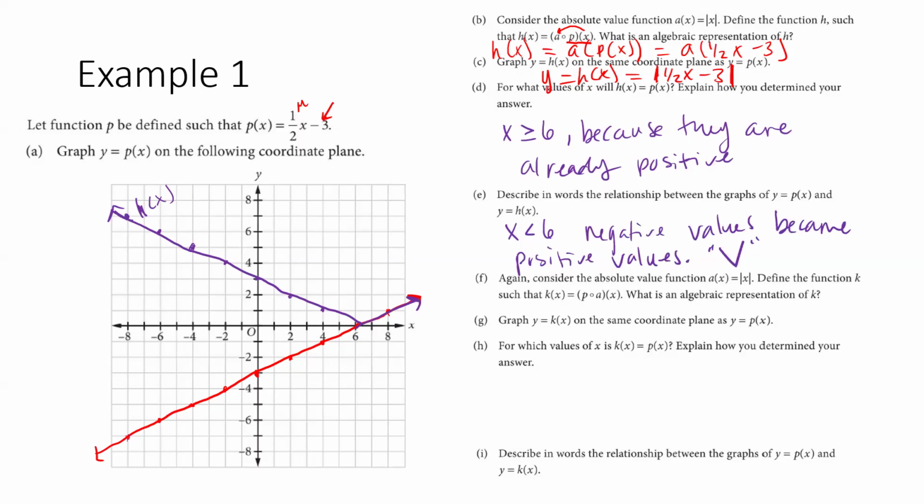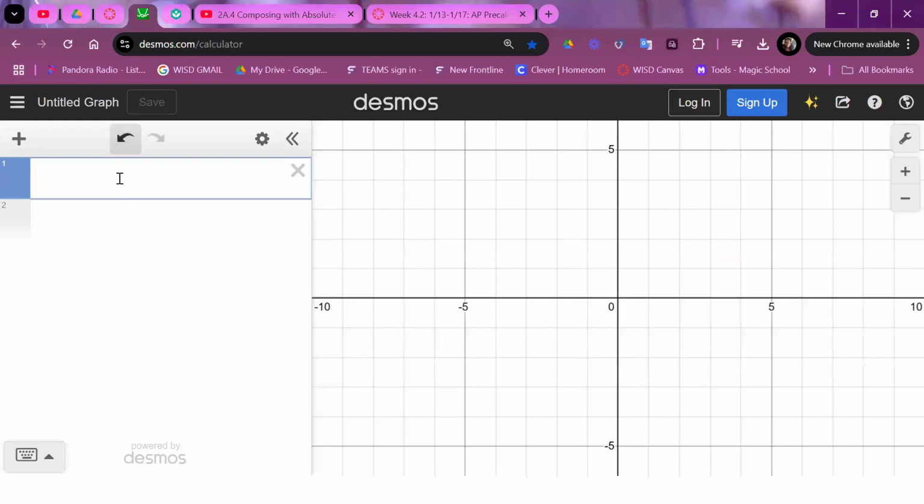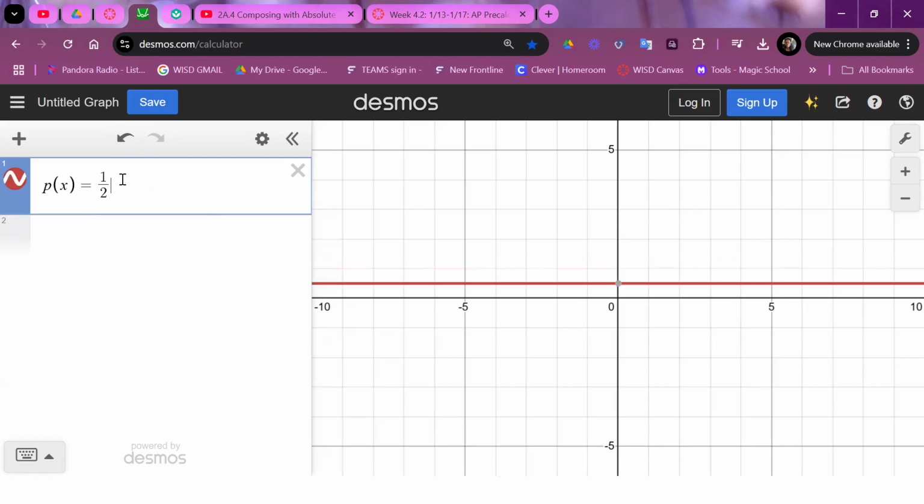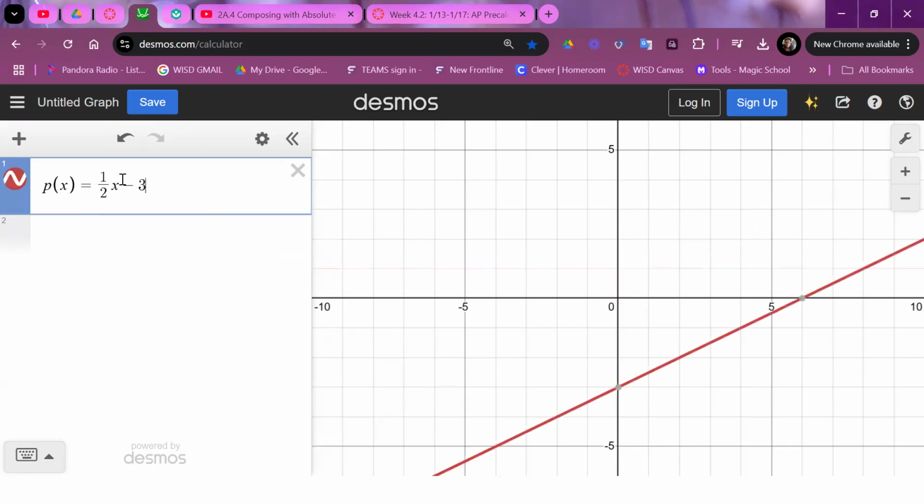Do we see that? All right, so I want to show you in Desmos how this works. So in Desmos, it's pretty cool. Remember, I usually don't like saying pretty cool with Desmos, but I am. So with Desmos, let's say we put in our p of x. We're going to type in p, parentheses x, equals 1/2 x minus 3. That's our p of x, right? You can name functions in Desmos.